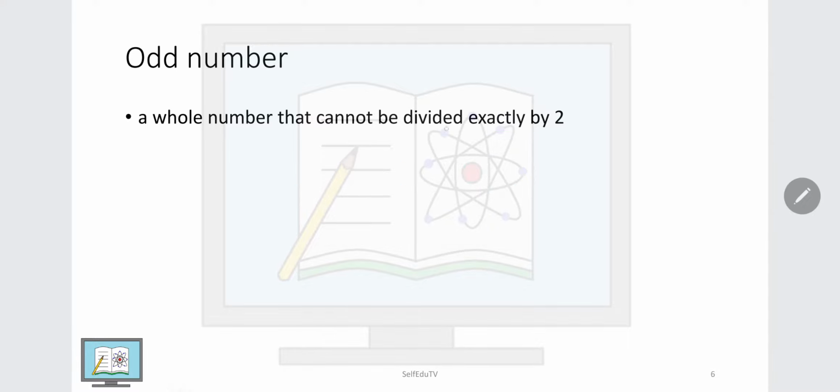An odd number is a whole number that cannot be divided exactly by 2. So examples include 1, 3, 5, 7, 9, and so on. All these numbers are not divisible by 2.